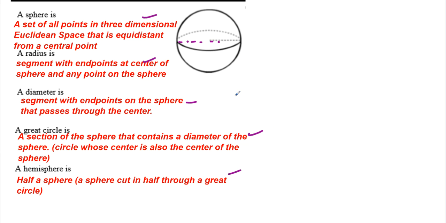Basically, it's the circle with the center of the sphere as the center of the circle as well. Okay, hemisphere, you're just slicing that grapefruit in half. That's all you're doing.